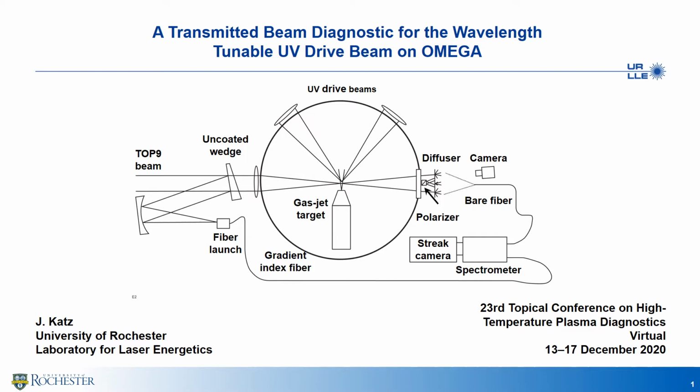A bare fiber pointed at the center of the diffuser collects and transports light to a streak spectrometer that measures the spectral power of the transmitted beam. A sample of the beam is taken before it enters the target chamber and is propagated to the same streak spectrometer and is simultaneously recorded along with the transmitted beam. This allows for direct comparison of the initial and transmitted beam pulse shapes and spectrum.